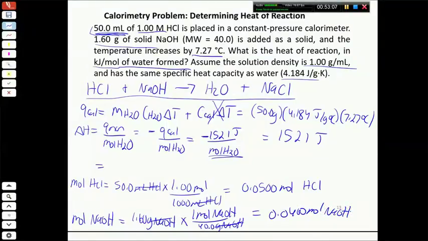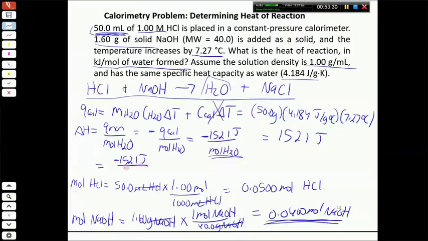Both of these have coefficients of 1, so the moles of each substance is going to tell us the amount of water that can form. NaOH is then our limiting reactant. So we have less moles of NaOH in a 1-to-1 reaction, so that means this is going to limit how much water is formed. They're 1-to-1, so the amount of water that forms is also 0.04 moles. So that's the number we're going to put into here, minus 1521 joules.